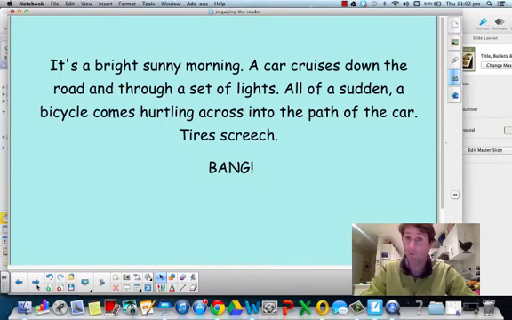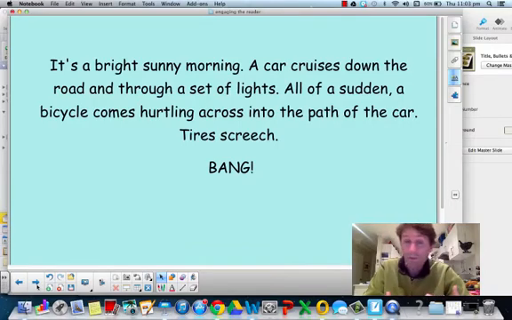It's a bright sunny morning. A car cruises down the road and through a set of lights. All of a sudden, a bicycle comes hurtling across the path of the car. Tires screech, bang. Okay, now can you think of a text, or a point, or an argument that you might use this anecdote for?